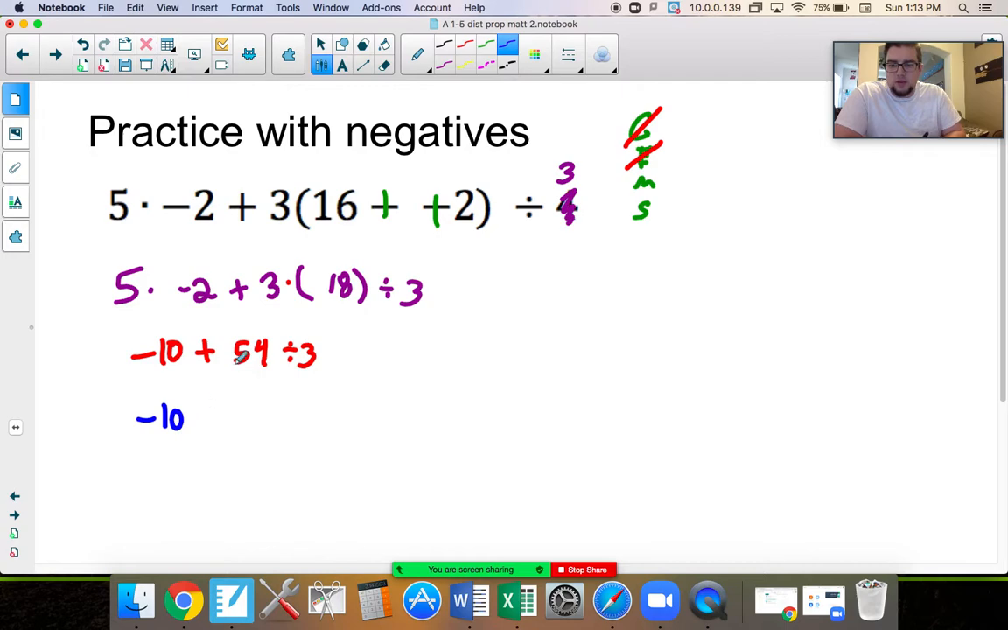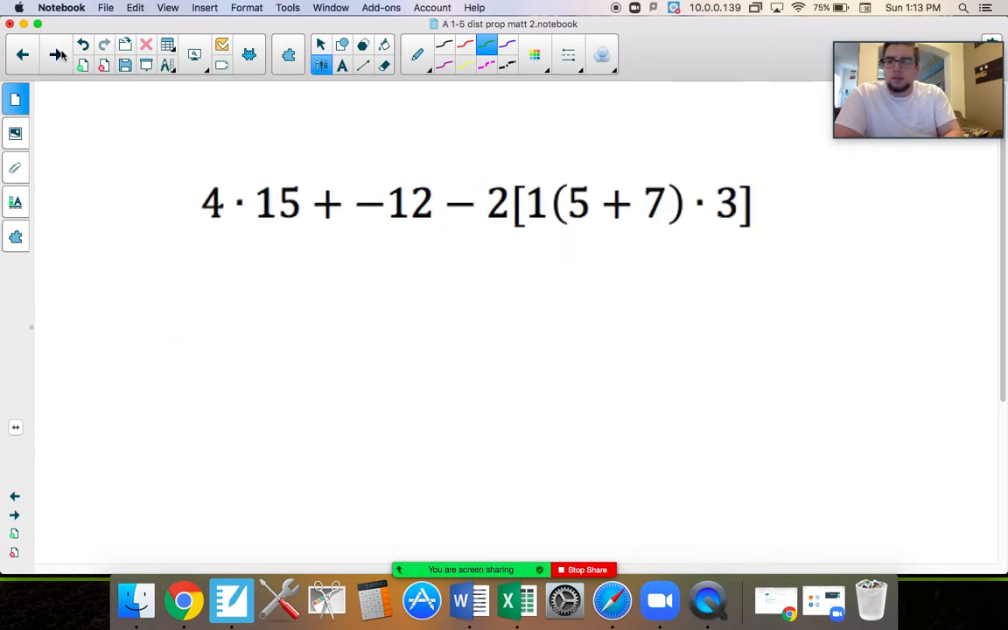So we have negative 10. 54 divided by 3, it's back to 18. We're able to add these two together. 18 plus negative 10 gives us positive 8 for our answer. I'm going to skip that one.